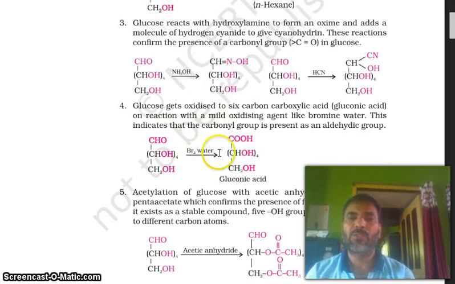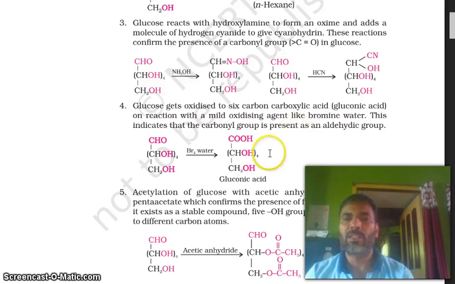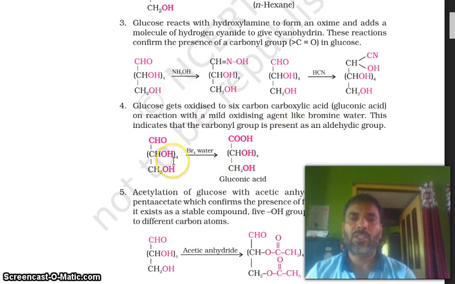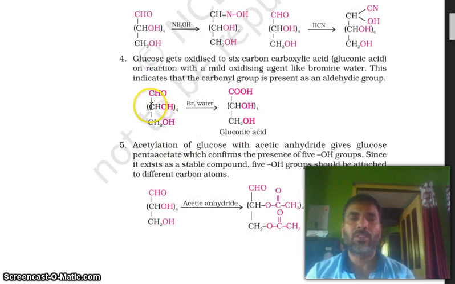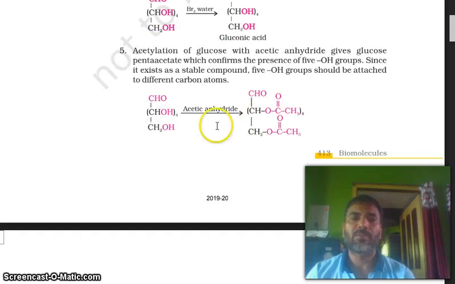Glucose gets oxidized to the 6-carbon carboxylic acid, gluconic acid, on reaction with a mild oxidizing agent like bromine water, and this indicates that the carbonyl group is present as an aldehyde group. So this is reacted with bromine water forming gluconic acid.